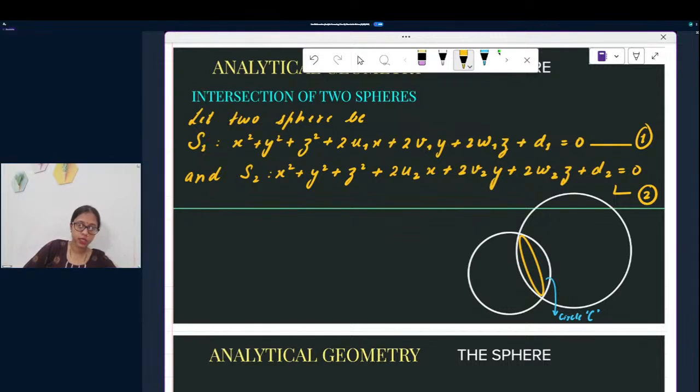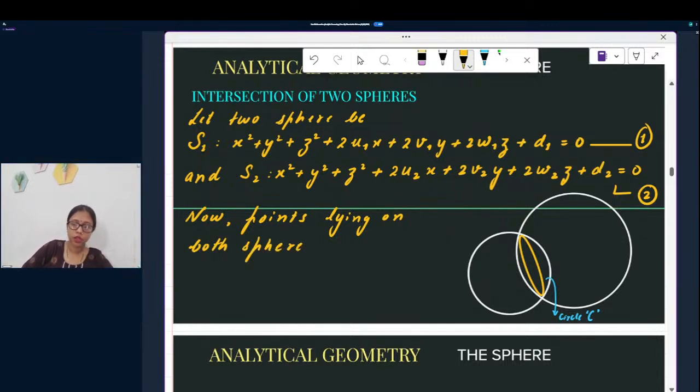Points. How do we find the intersection? Intersection means there is a point which is on sphere 1 and also on sphere 2. Every point of this circle C is on sphere 1 and also sphere 2. So now, points lying on both spheres must satisfy S1 minus S2 is equal to 0.